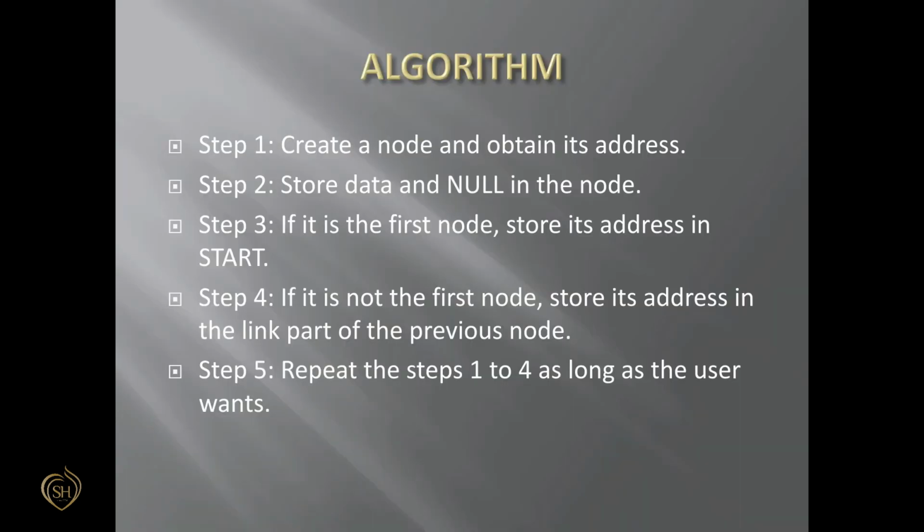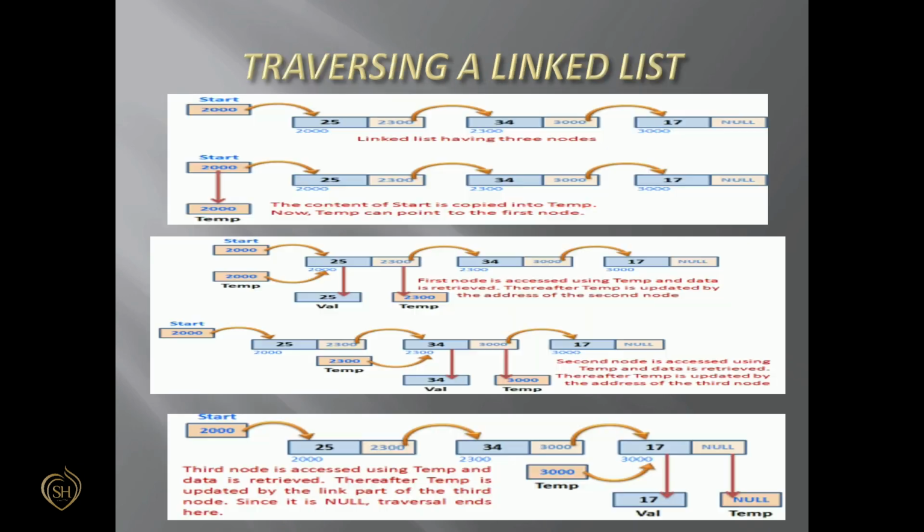Then the algorithm for this one: create a node and obtain its address, store data and null value in the node. If it is the first node, store its address in the start. If it is not the first node, then store its address in the link part of the previous node. Repeat the steps 1 to 4 as long as the user wants. That's the creation of the linked list. Next one is the traversing.